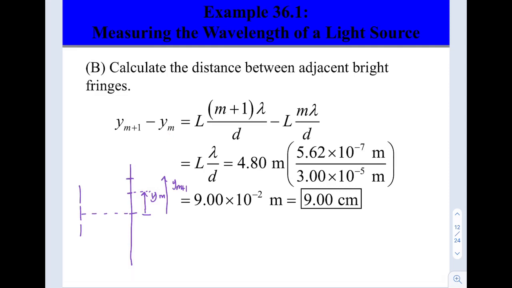Alright. So from this idea, now substitute the y at m plus 1 for the bright fringe, minus y at order m. So you will figure out that is equivalent to L lambda over d. Substitute the rest of the information, you will get this amount, or 9 centimeter. This is the distance between adjacent bright fringes.